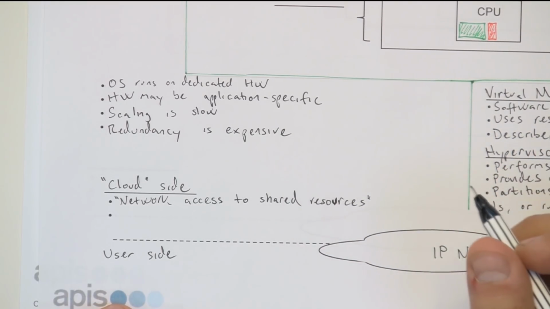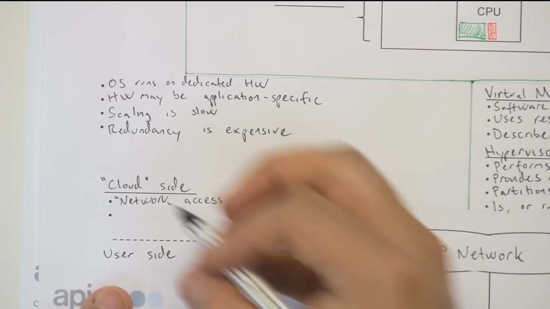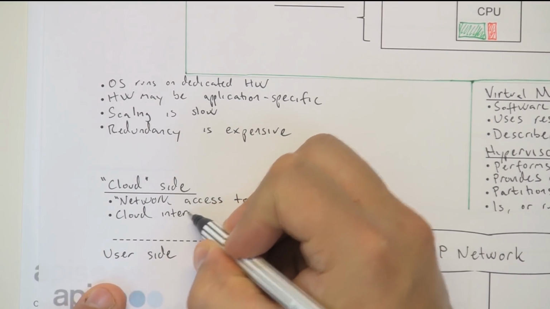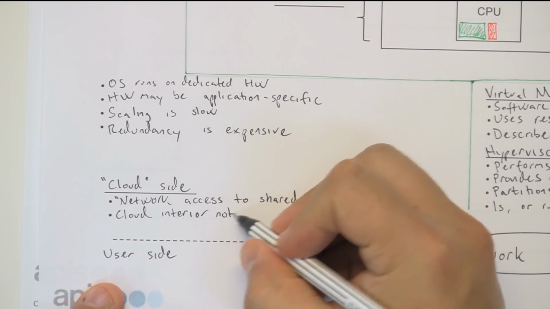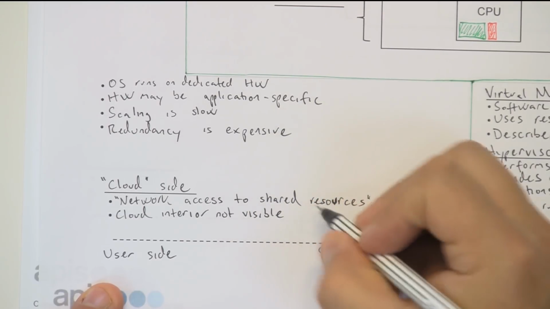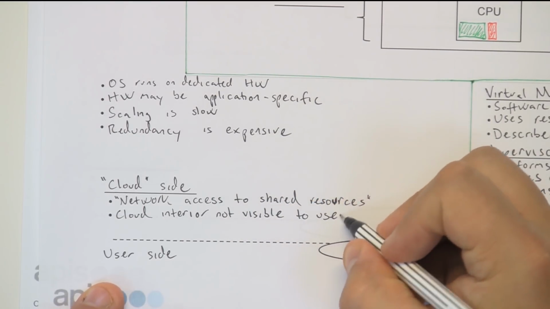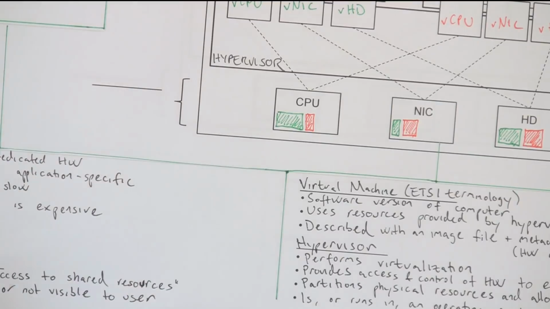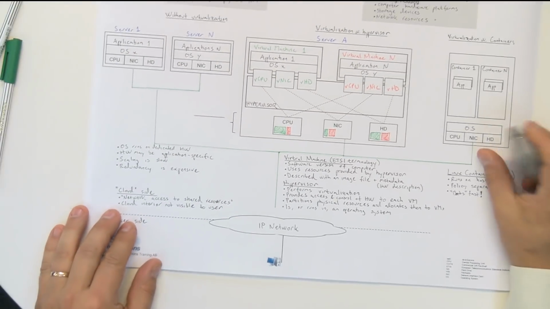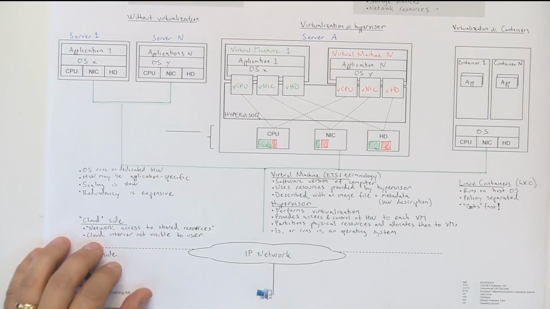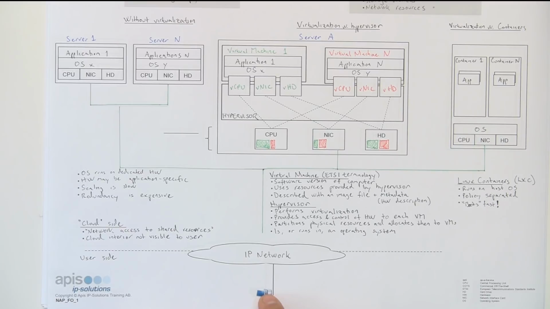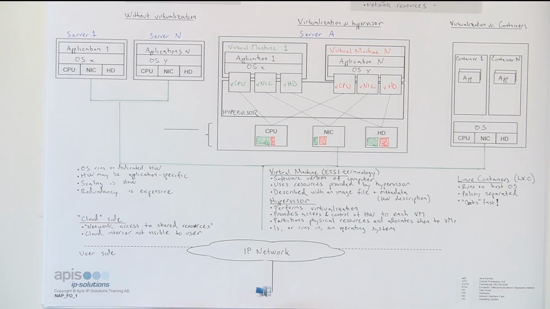And the cloud interior is not visible for the user. So I'll put that down as well. Cloud interior not visible to user. So from outside here, you have network access, that's this IP network here, to shared resources.